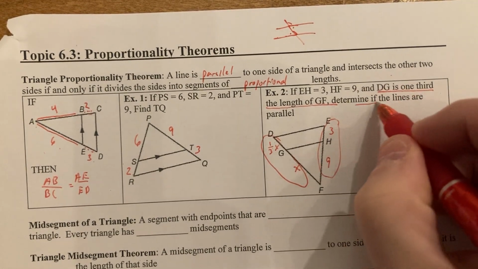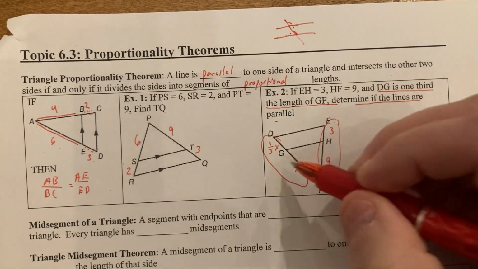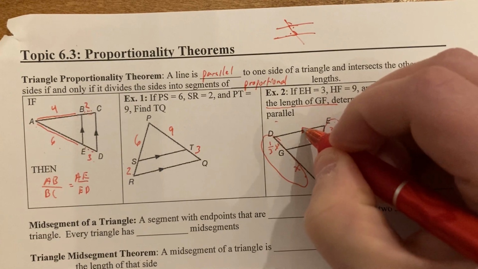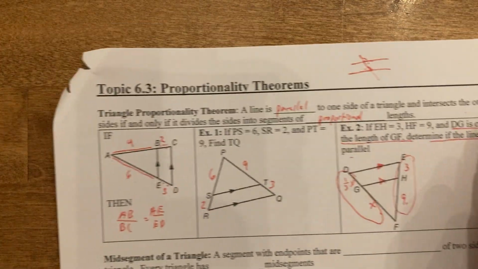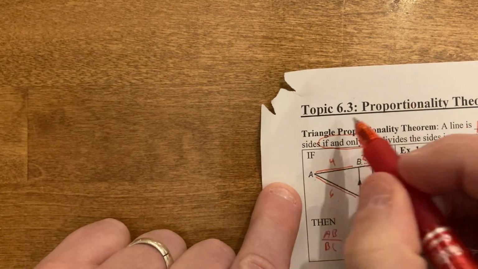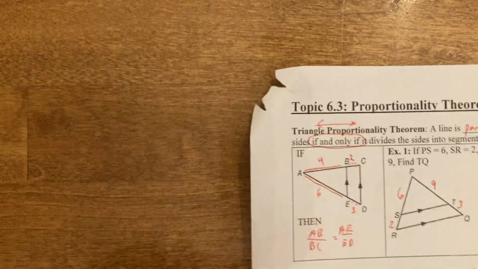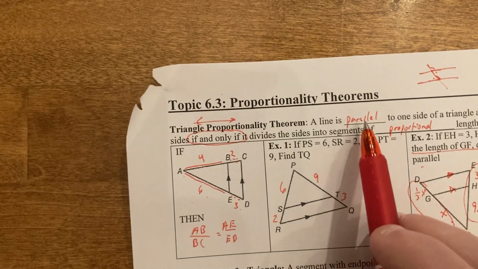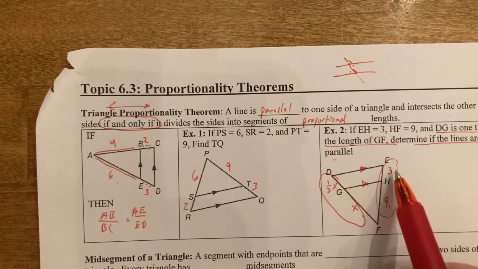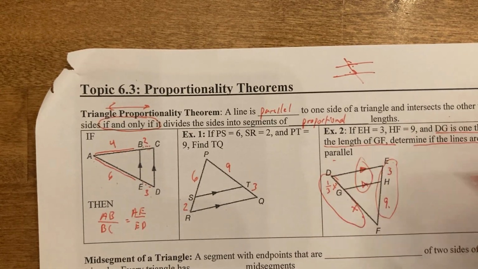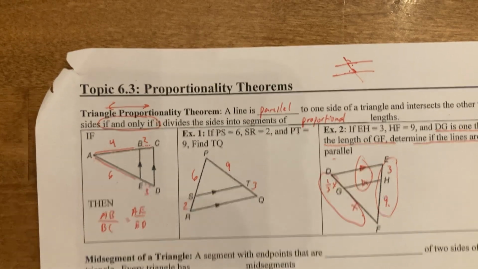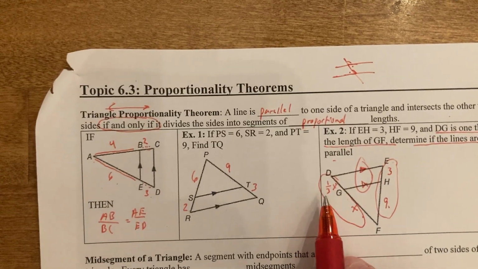And therefore it says determine if the lines are parallel. Because we see the relationship, 3 is a third of 9, this is a third of X, these must be parallel. So it works both ways. If and only if is a two-way situation. If you have parallel, then you have proportions. And if you see proportions, then you have parallel. So 2 questions from this will be, solve for X of a situation.